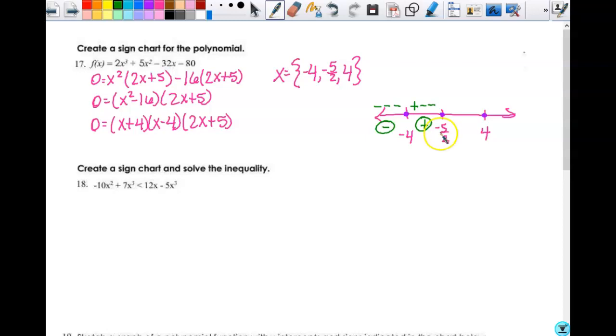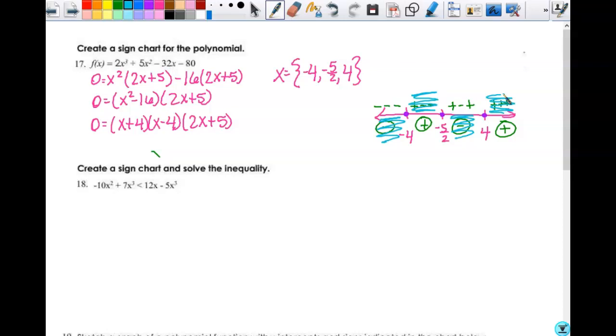If I was between negative 5 halves and 4, I could pick 0. So that's going to give me positive, negative, positive. Negative overall. Then I can pick 5. Oops, that'll give me positive, positive, positive. It is positive overall. Then I shade, and I'm going to get negative, positive, negative, positive. And this one just said create a sine chart, so bam, we did that.